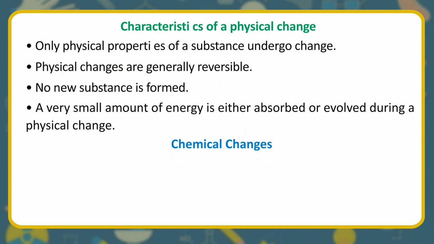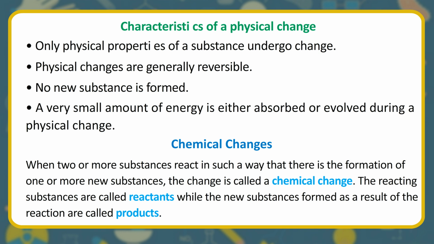Chemical changes. When 2 or more substances react in such a way that there is the formation of 1 or more new substances, the change is called a chemical change. The reacting substances are called reactants, while the new substances formed as a result of the reaction are called products.